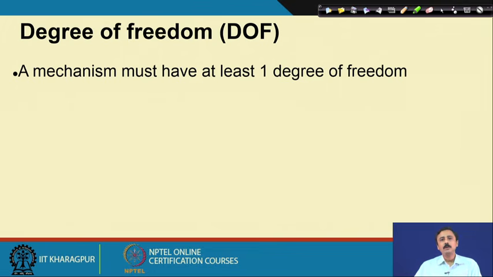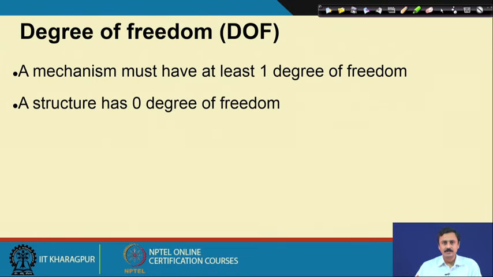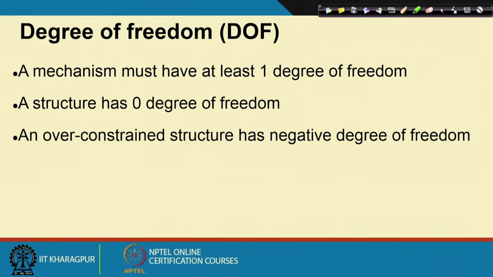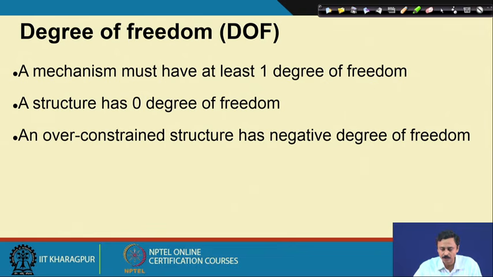Now, when do we call a chain a mechanism? So, the criterion for naming a chain as a mechanism is when it has at least 1 degree of freedom. So, it must have at least 1 degree of freedom, then we call it a mechanism. If it has 0 degrees of freedom, then it is a structure, and if it has negative degrees of freedom, it can happen in the calculation you come up with negative numbers as degree of freedom, then it is an over constrained structure.